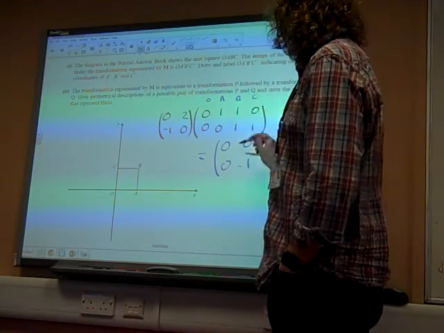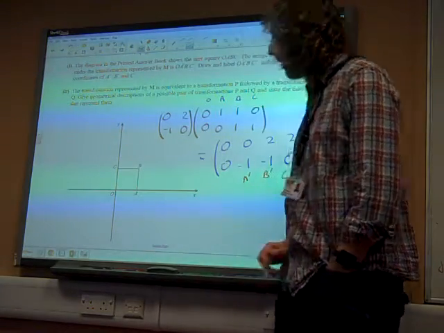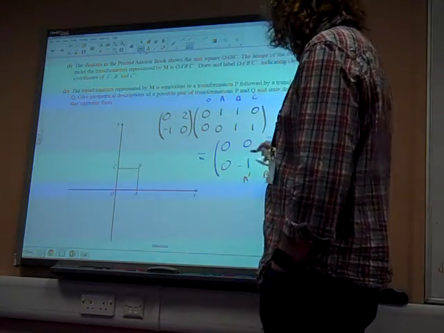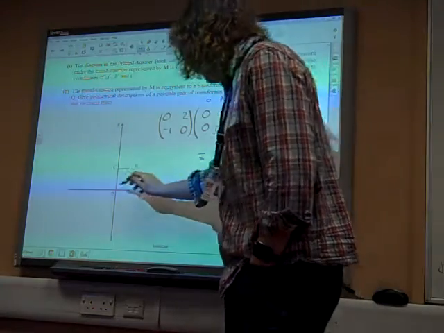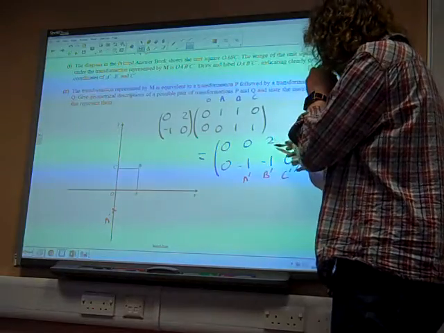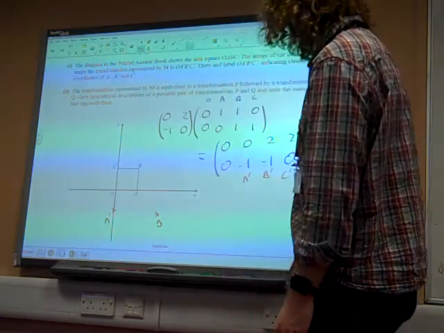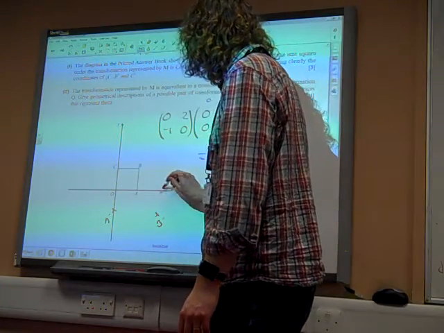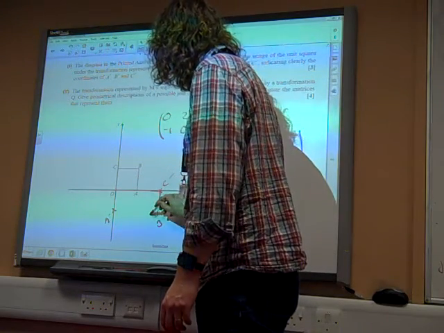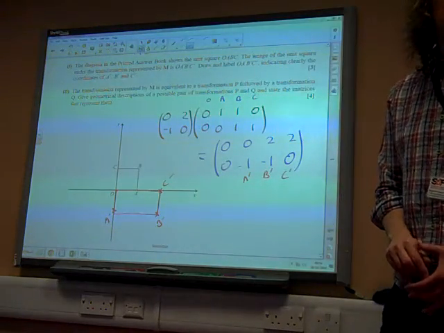So these points here are the new A, the new B, and the new C. I'm going to really carefully mark those points on my diagram. The new A is 0, minus 1. There's my new A. My new B is 2, minus 1. There's my new B. And C is 2, 0. There is my new C. And there is, with the ruler, the image of my new shape after the transformation.